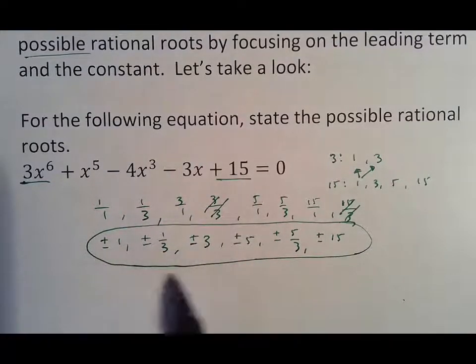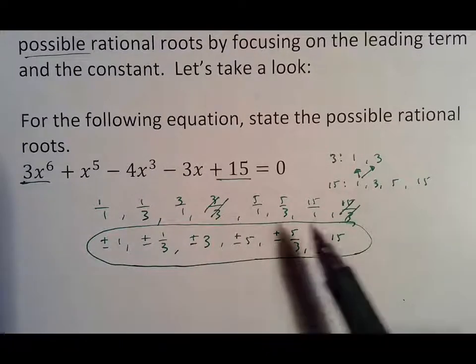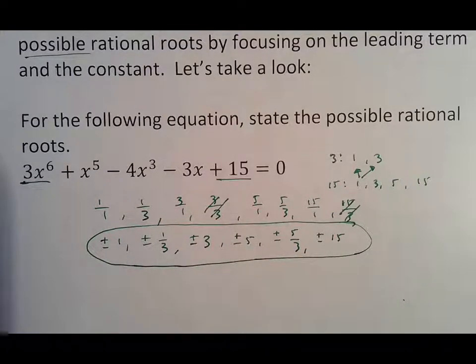Now I know it looks like a lot of work, but let's think about this. Without this list, there are millions of numbers that you could check. With this list, you've narrowed it down to 2, 4, 6, 8, 10, 12 numbers, which is a lot better than what we initially were working with.